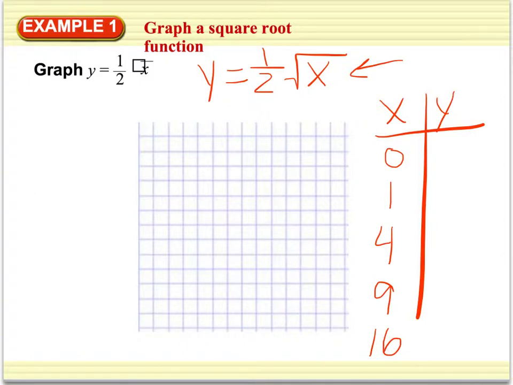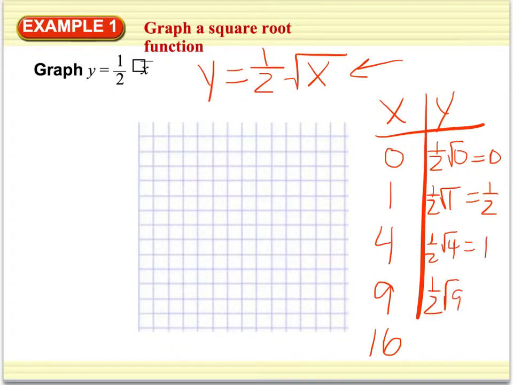Now that we've come up with the x's, now we need to plug them in to come up with the y's. So I have 1/2 times the square root of 0. The square root of 0 is 0, and 0 times 1/2 is 0. And then I have 1/2 times the square root of 1. The square root of 1 is 1, and 1/2 times 1 is 1/2. Then I have 1/2 times the square root of 4. The square root of 4 is 2, and then 2 times 1/2 is 1.